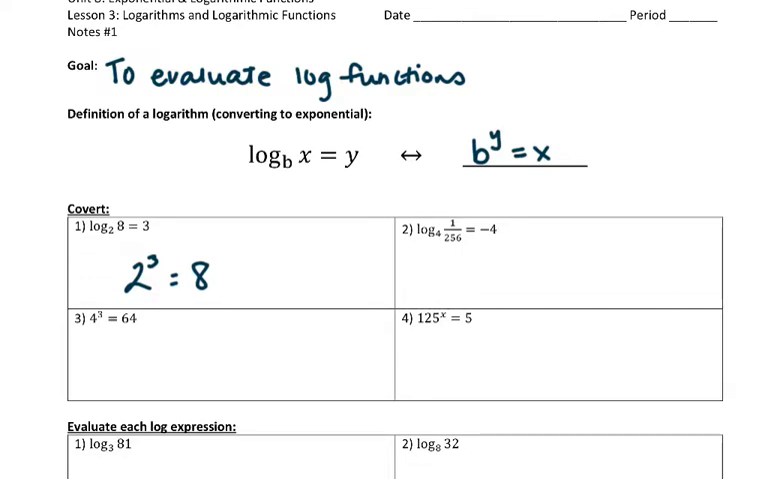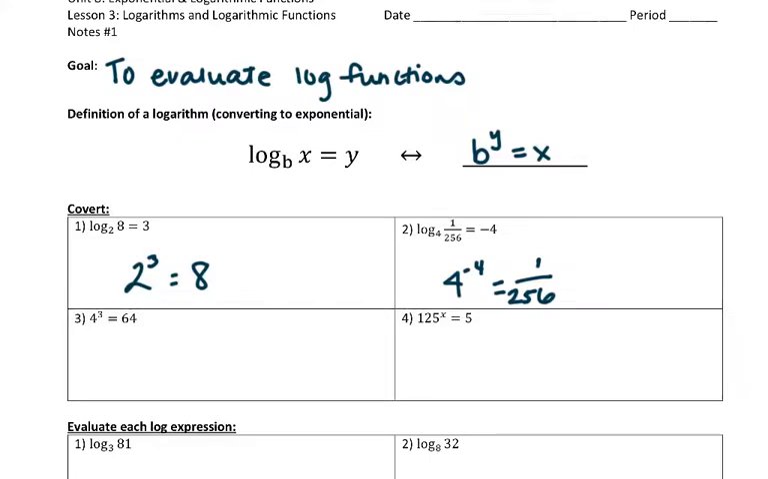So in number 2, what is the base? We look. This number here is 4. So our base is 4, raised to the power of whatever the answer says. So in this case, negative 4 is equal to 1 over 256. And again, you can check those, because 4 to the negative 4th power is 1 over 256. You can see if you are converting those correctly.